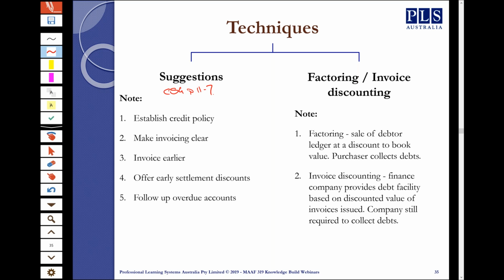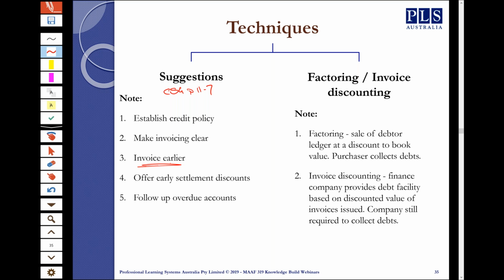table where they, and this is just some of the suggestions: establish credit policy, make invoicing clear and understandable, invoice earlier, offer early settlement discounts, and make the point, guys, some candidates will look at that table and go, oh yeah, that's too simplistic, I need a higher level answer. I've seen the Institute accept an answer in the exam as invoice earlier. So do not step past the easy marks that may be available.